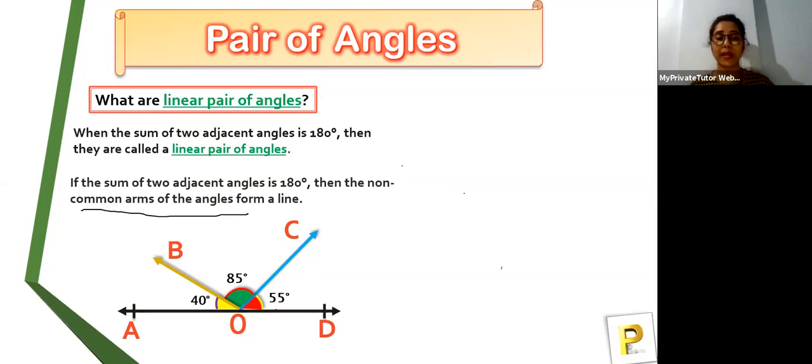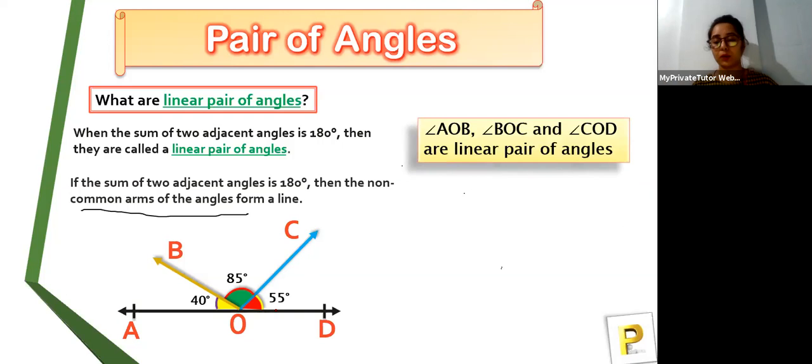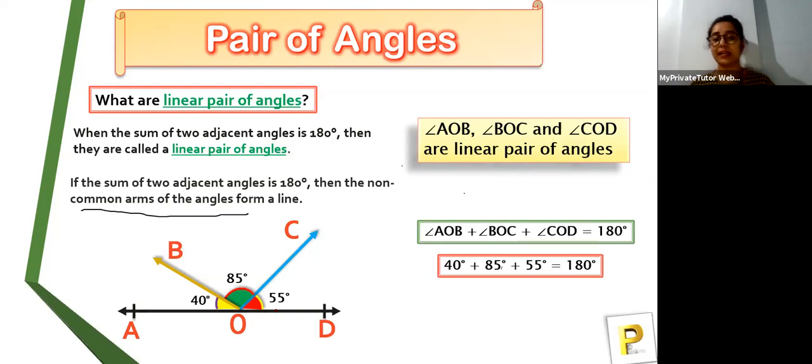Okay, so when we have adjacent angles and they make a total of 180 degrees, they are called linear pair of angles. You have to remember this. So let's see how. Angle AOB, angle BOC and angle COD are linear pair of angles. You can see that angle AOB is 40 degrees, BOC is 85 degrees, angle COD is 55 degrees. So they make a total of 180 degrees, and yes, they are linear pair of angles.